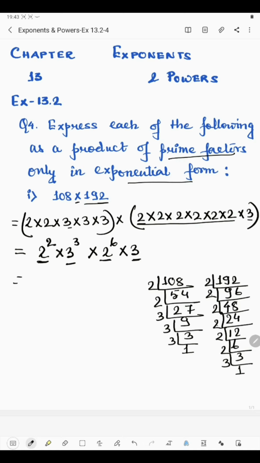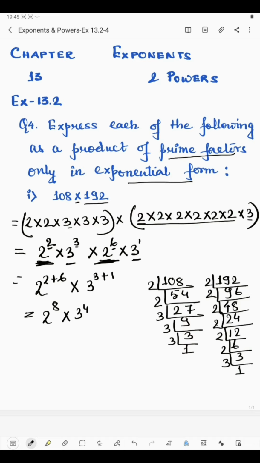In between the multiply sign is there, so when we have the same base, that means when we are taking this and this, we have the same base 2, the powers will be added. We write the base first and add the powers, which is 2 and 6. Another base is 3, and the power of 3 here is 3 and here is nothing, means 1, so 3 plus 1. So it will be 2 raised to the power 8 into 3 raised to the power 4. So this is the answer of the first part.